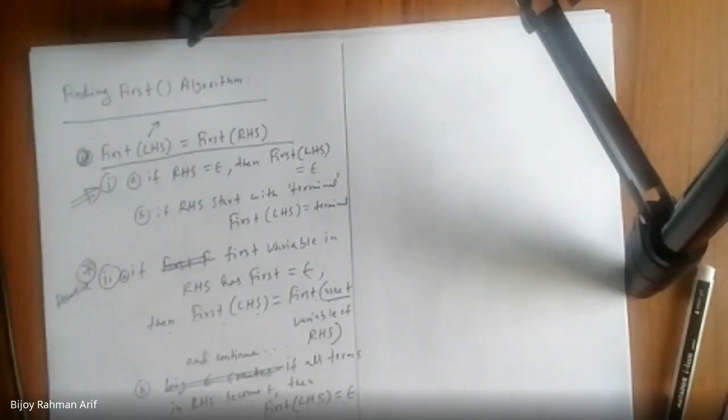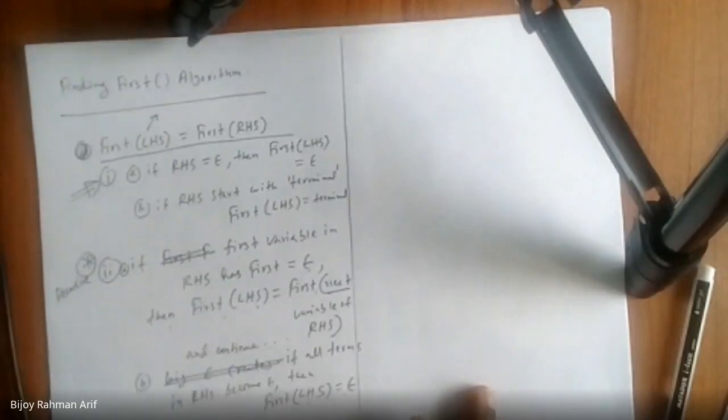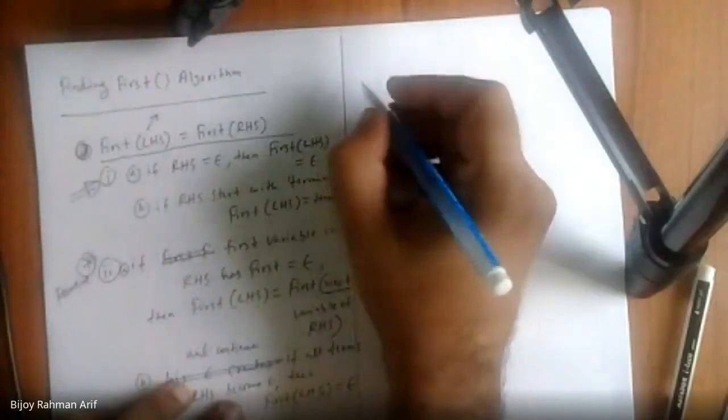So remember this algorithm. This is important. What does the last rule say? If all terms in RHS become epsilon, then first of LHS is epsilon, big epsilon. So let's take this example.